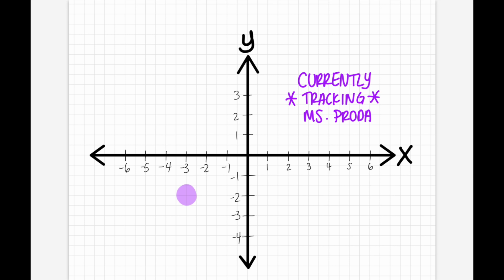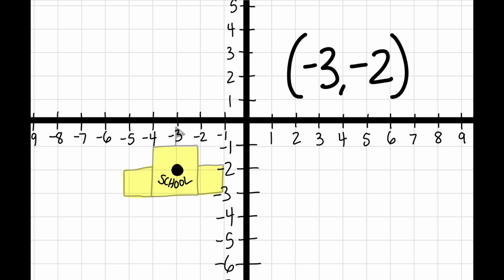Just to recap, to get to the location of the school, -3, -2, Miss Proda started at the origin. She ran to the left 3 units, which got her to -3, and then she ran down 2 units, which got her to -2. Students, I bet you're really getting the hang of this now.